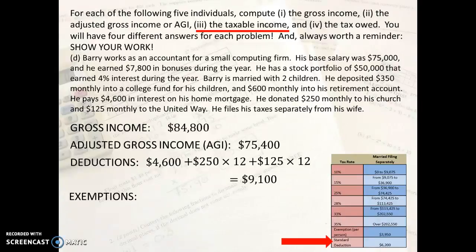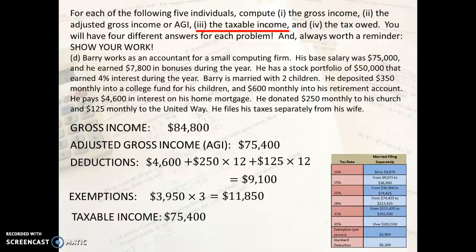Exemptions talk about how many people you're taking care of. Well, Barry's obviously taking care of himself, and he has 2 children. So that's 3 exemptions, and you get that number. So what are we putting together here now? We've got the deductions, which come from all the charity donations and also his home mortgage, and the exemptions come from all the people he takes care of.